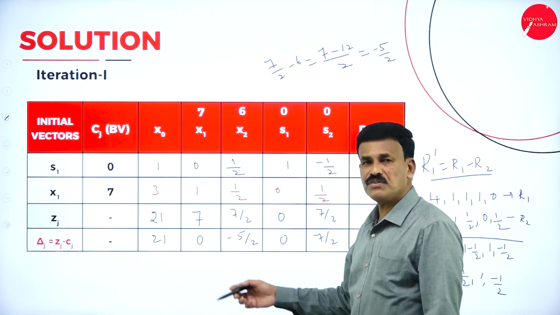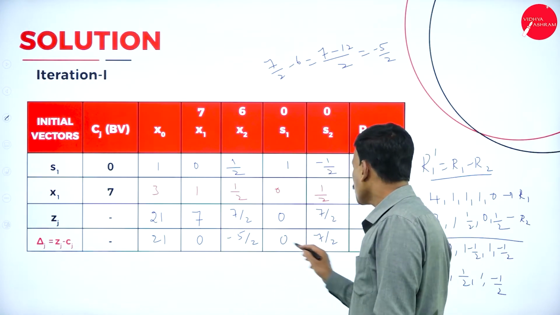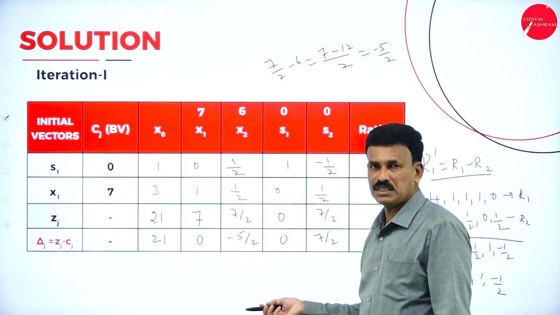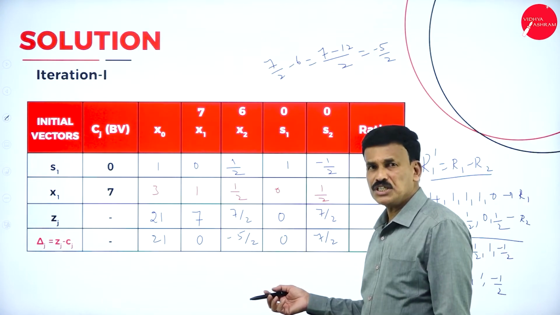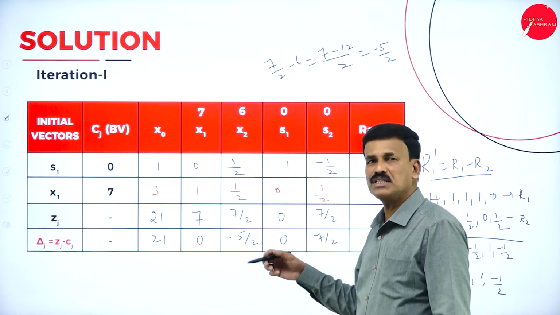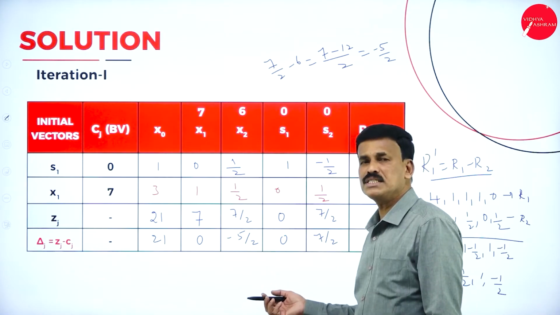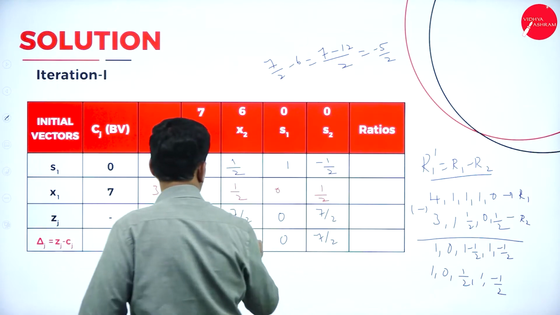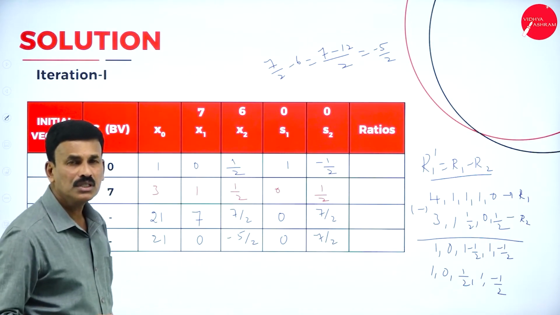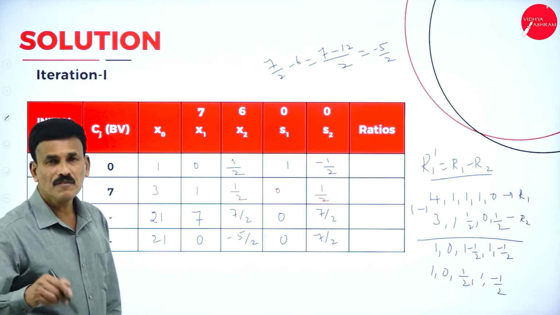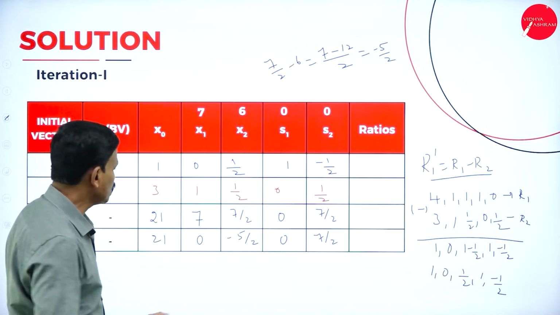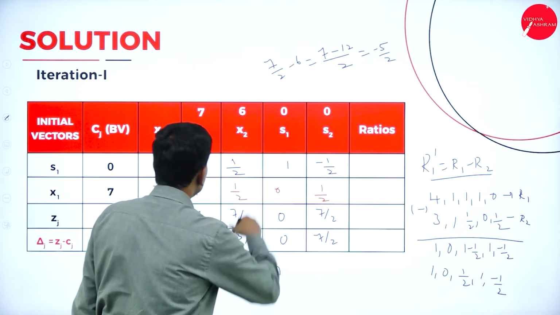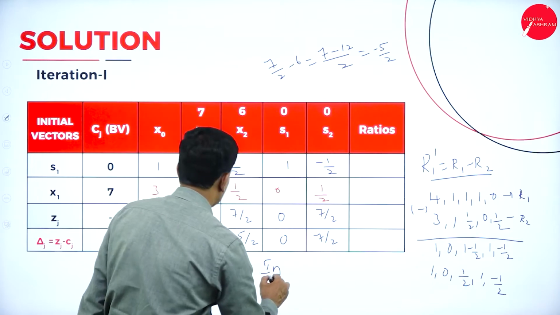Okay, now see whether all the elements in the delta j row are positive. If all the elements in the delta j row are positive, then the optimality is reached. If there is any negative, identify the least negative, then the optimality is not reached, and again we have to go for one more iteration. So here minus 5 by 2 is the least negative value, that means the optimality is not reached, we have to go for one more iteration. So this is called an incoming column.